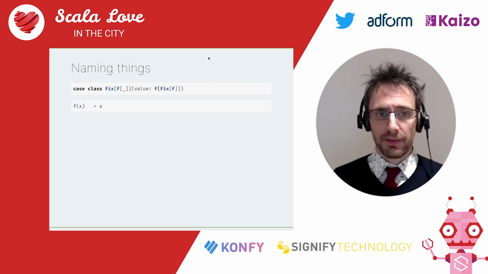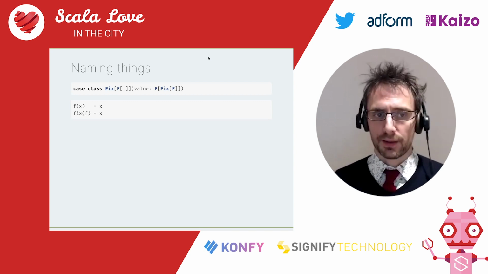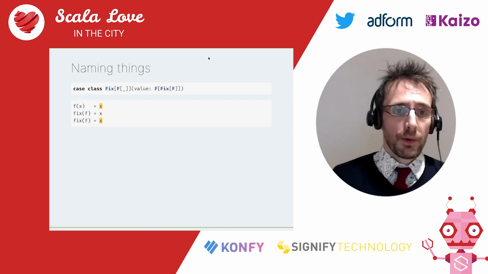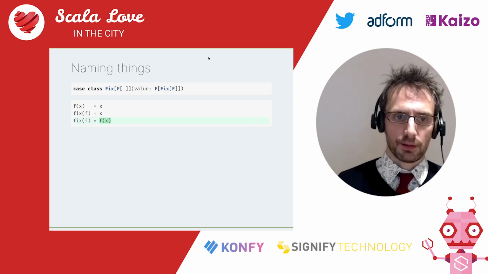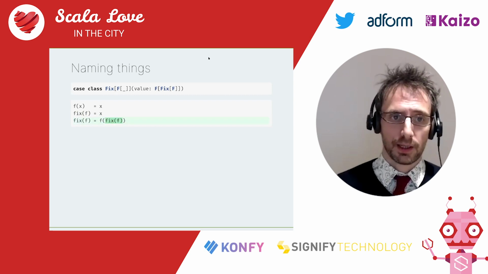So that's a fixed point of f, and the fixed point combinator of f is a function fix that, given f, returns its fixed point. So fix of f is equal to x. Let's rework that just a little bit. We know that x is equal to f of x, so we could replace that x with f of x. We also know that x is equal to fix of f, so we could replace that x with fix of f. And now, here's the magic.